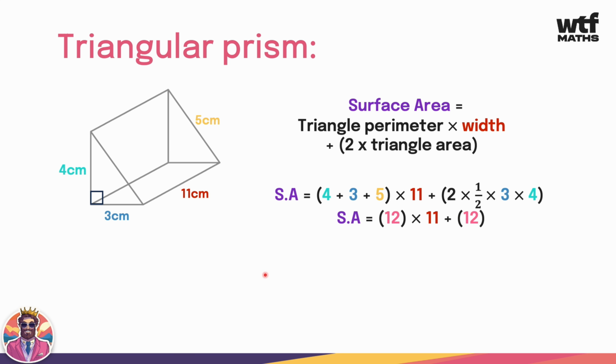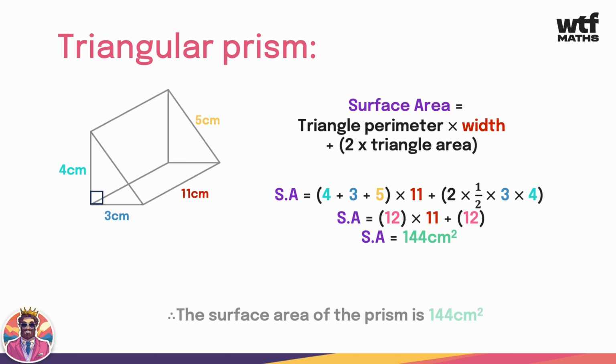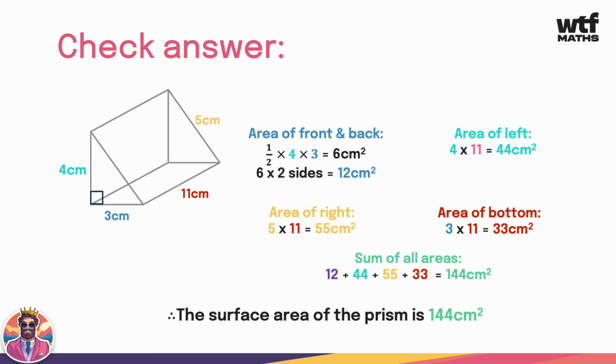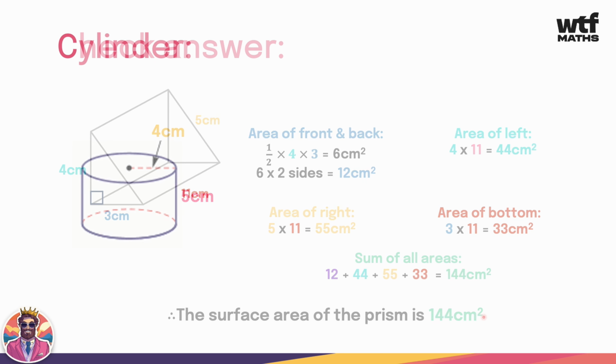So, 4 plus 3 plus 5 is 12, times that by 11, and all of this simplifies to 144 centimeters squared. So that is the surface area of the triangular prism. Again, this isn't a new question. This is a question we did a few lessons ago. And if we have a look, if we add the area of the front and the back, the area of the left, the area of the right, the area of the bottom, we still get the exact same answer.